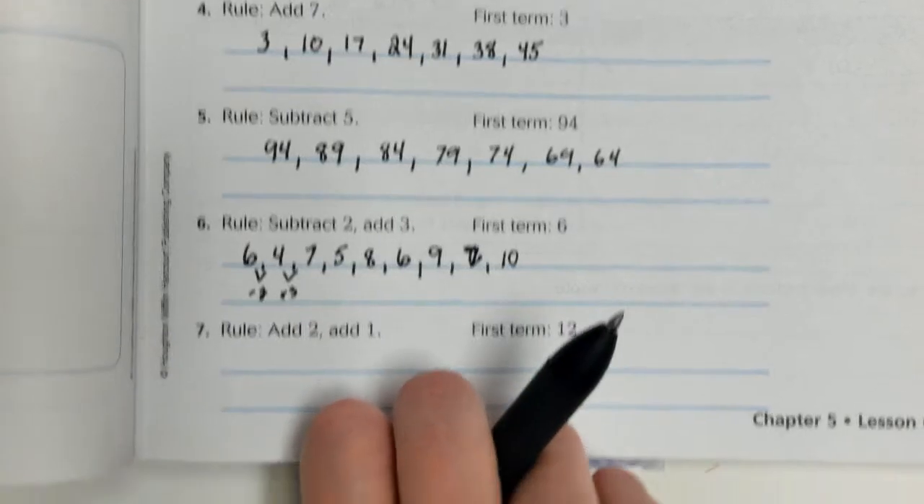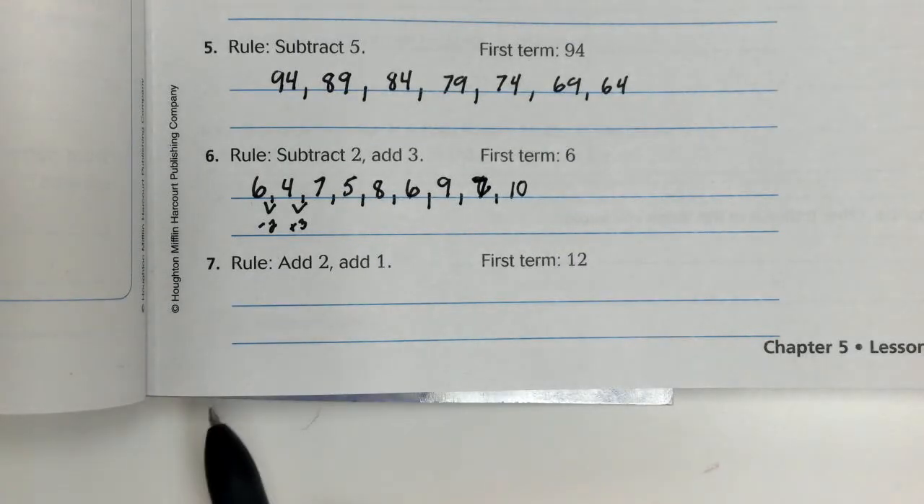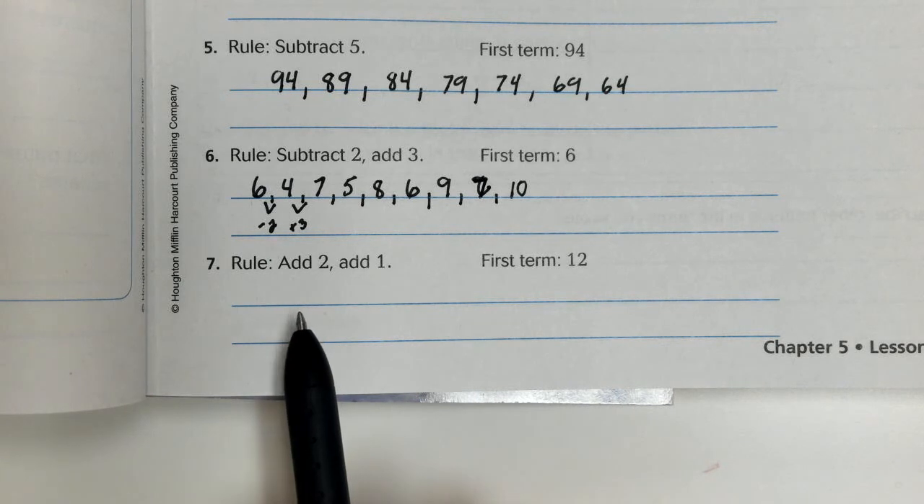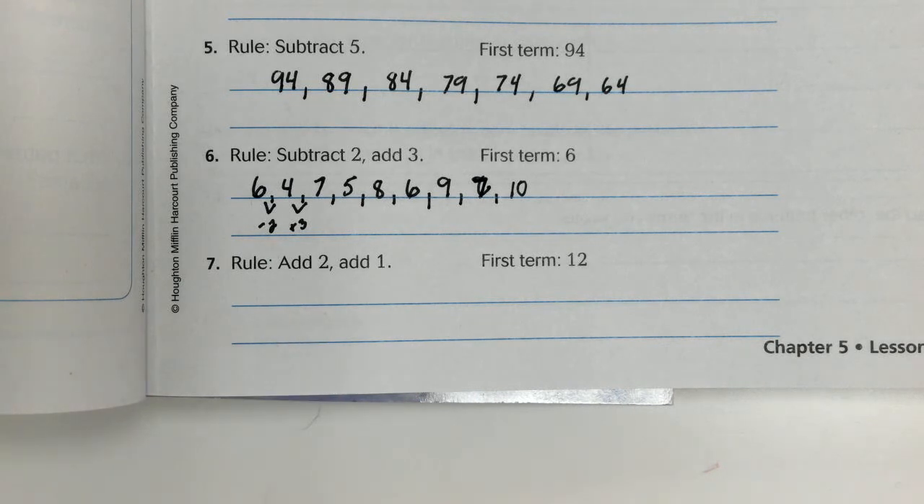All right, let's look at this last rule. I subtracted 3 instead of 2. Oh, well, then you did it wrong. You've got to pay attention to the details. Math is about paying attention to the details.